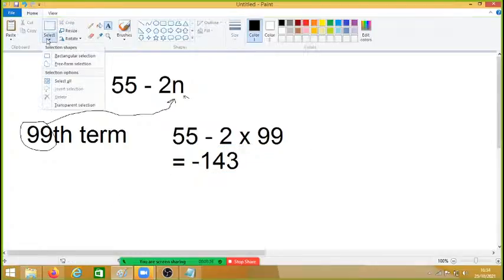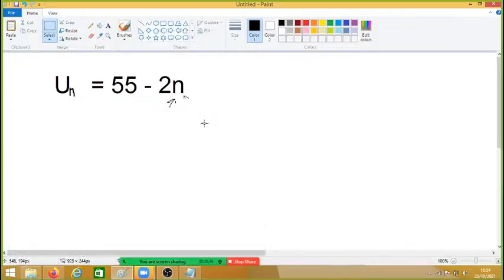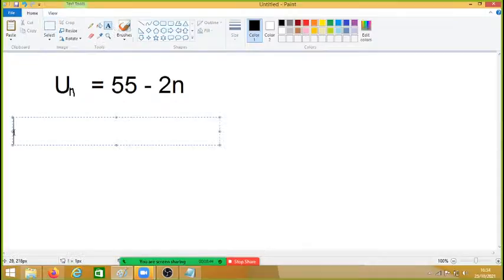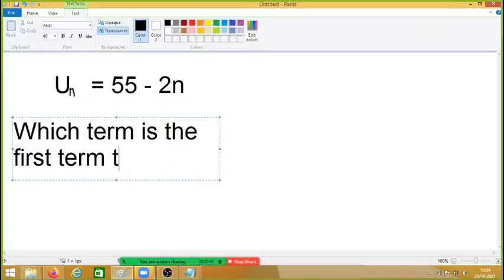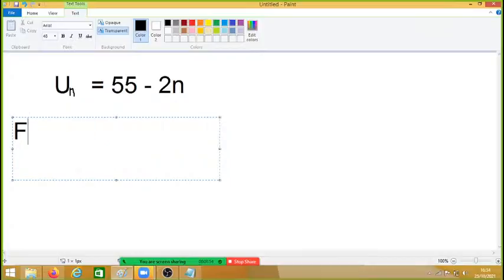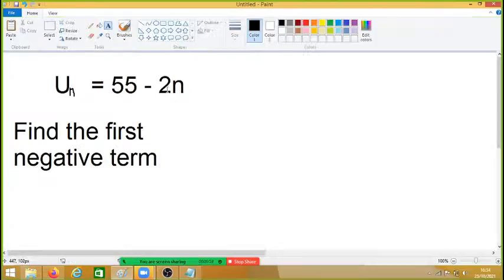Good. And now for the real maths, because that was just really basic for you. So now the question is, which term is the first term to be negative? Find the first negative term. And we want to do it a quick way. The long way would be just to keep listing out the numbers. But we want to do it a quick way. So negative means it's less than 0.